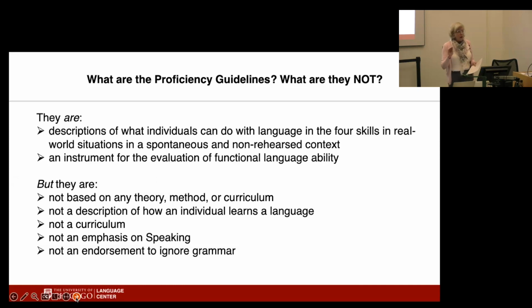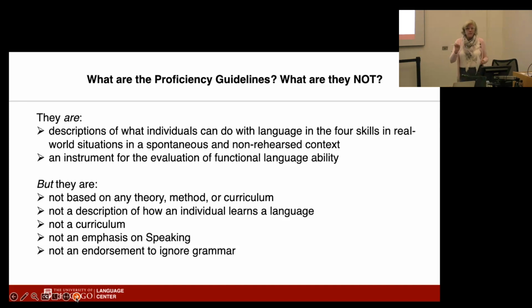Okay, what are the guidelines not? They are not based on any method, on any theory, or any curriculum. There's no such thing as a proficiency curriculum. It doesn't exist. Obviously, communicative language teaching is in harmony with proficiency outcomes and proficiency assessment, but there's no such thing as a proficiency method. The method is up to you, really. The guidelines are also not a description of how someone learns language, nor are they a curriculum.